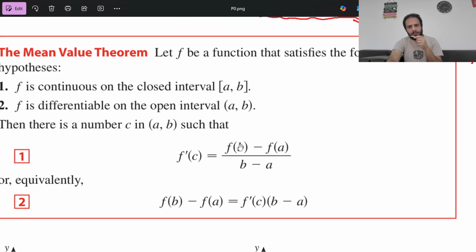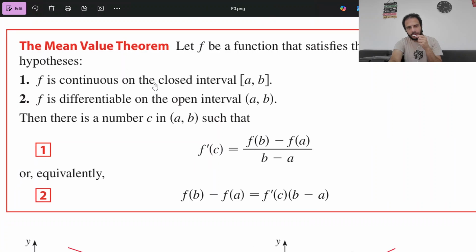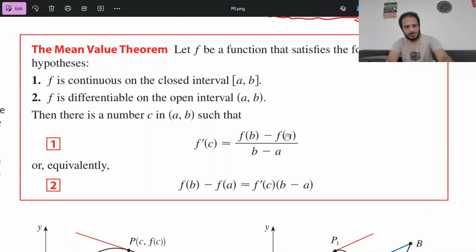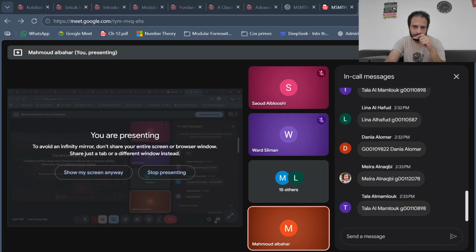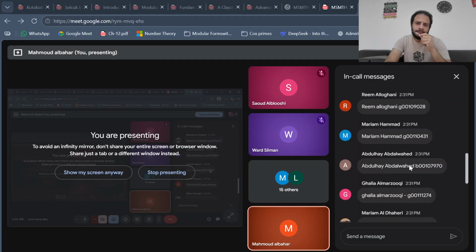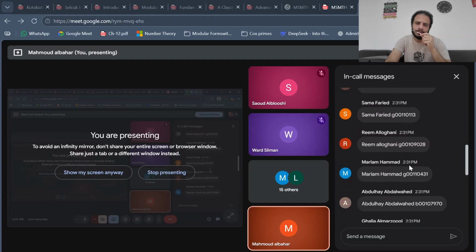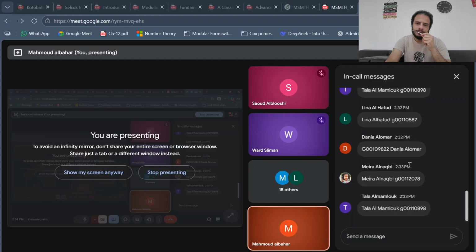And here, what if f of b equals f of a? It becomes the same as Rolle's theorem, right? You get f prime of c equals 0. So the mean value theorem is more general, right? Are you good with this? Do you have questions? Is it good? Okay.